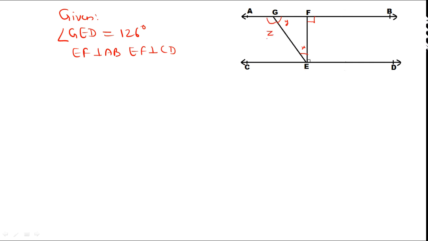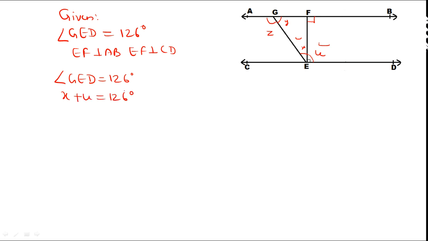Okay, X, Y and Z are to be determined, and suppose this is U. So angle GED is equal to 126 degrees. Just see, you can see this is GED in the diagram. GED is made up of X and U. So in place of GED, I can write X plus U is equal to 126 degrees.